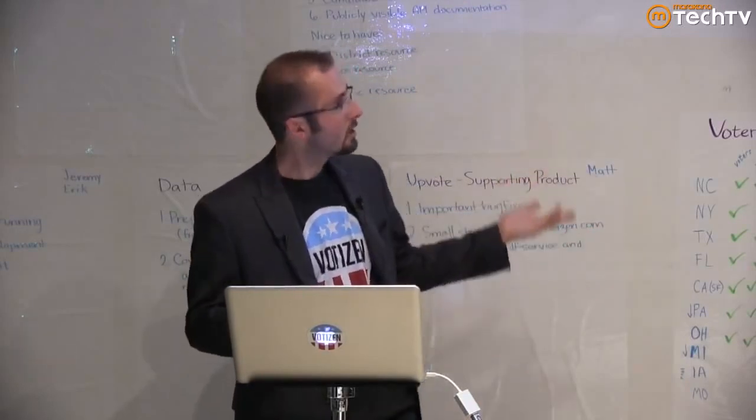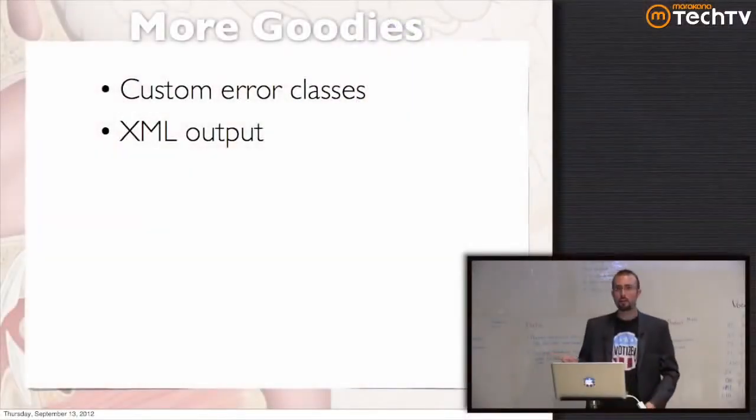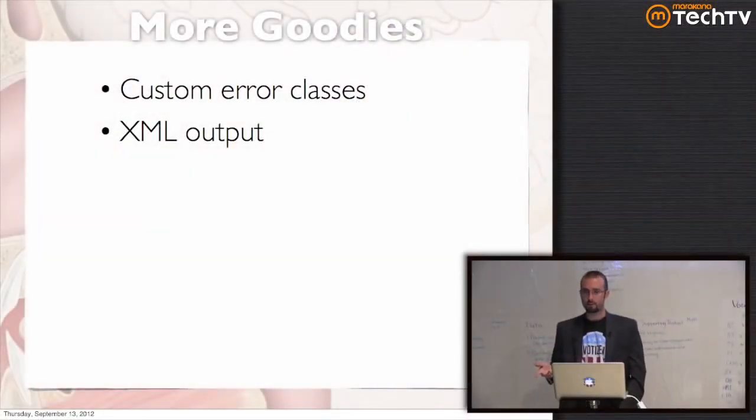XML output, you get that for free. So if you want to use Jenkins or something, you just pass it, I think it's --with-xunit. That's what we're using to integrate with Cruise Control in our case.